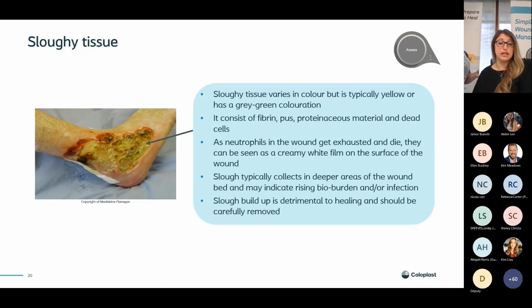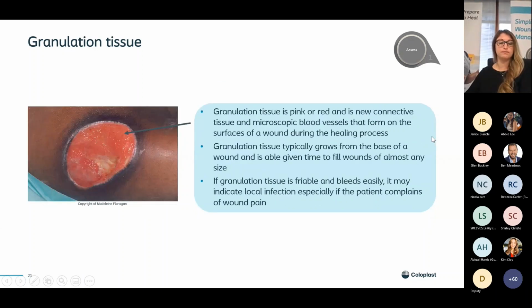Again, slough buildup is detrimental to wound healing. It's not an optimal wound healing environment when there is slough or necrotic tissue there. And we need to make sure that we can remove this to be able to move that wound forward, to move it into that healing phase.